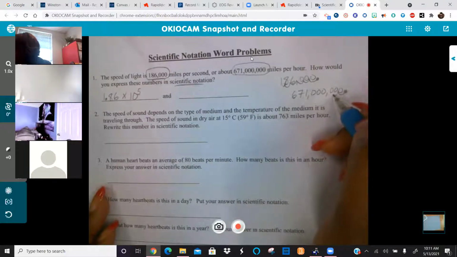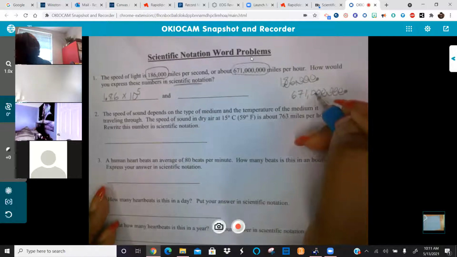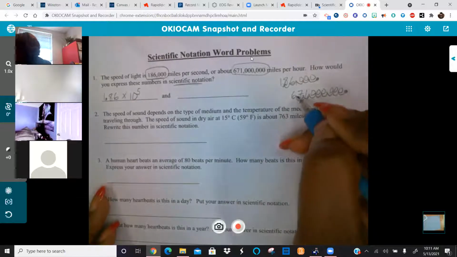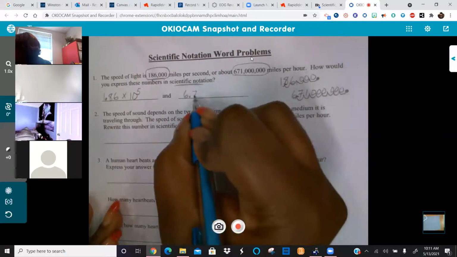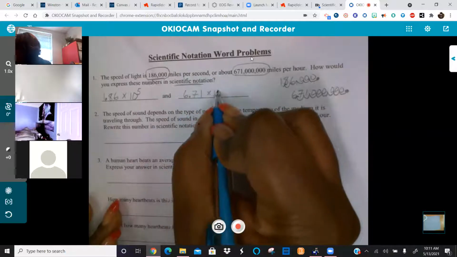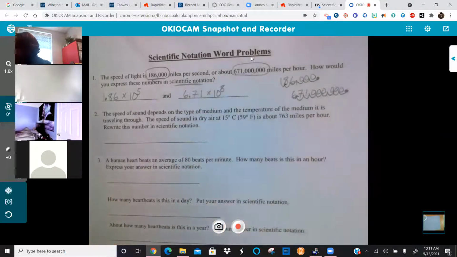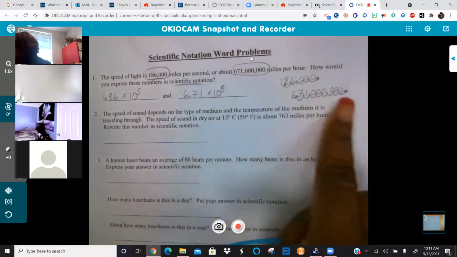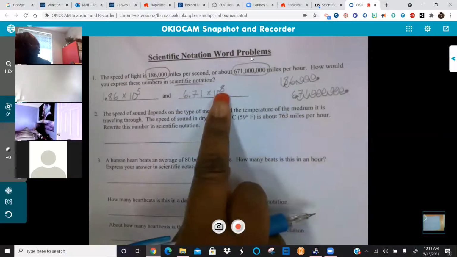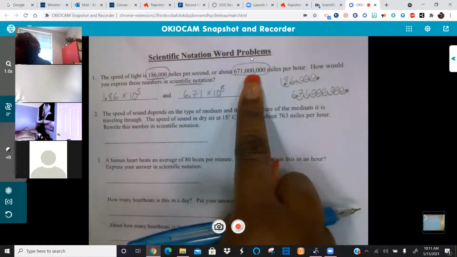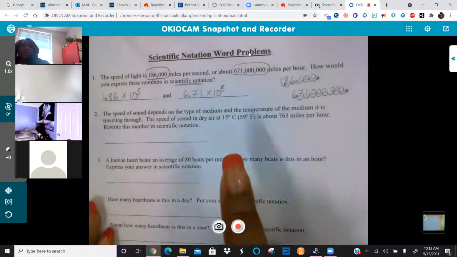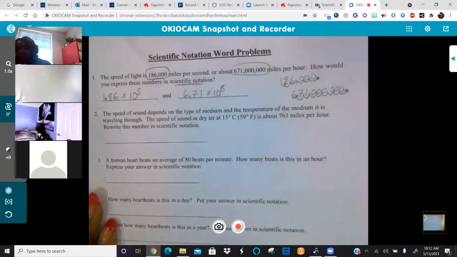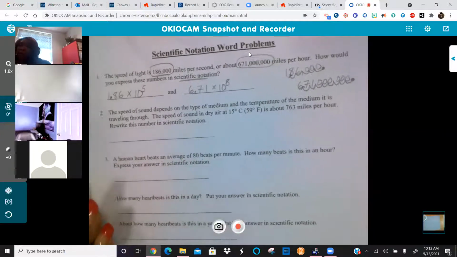We got 1, 2, 3, 4, 5, 6, 7, 8 times. So we're going to rewrite 6.71 times 10 to the 8th power, because that's how many times we moved the decimal. We moved it 8 times. It's a positive 8 because the original number is greater than 1. So these are your two answers for number 1. Any questions about that? Okay, let's look at number 2. Anybody need me to slow it down?